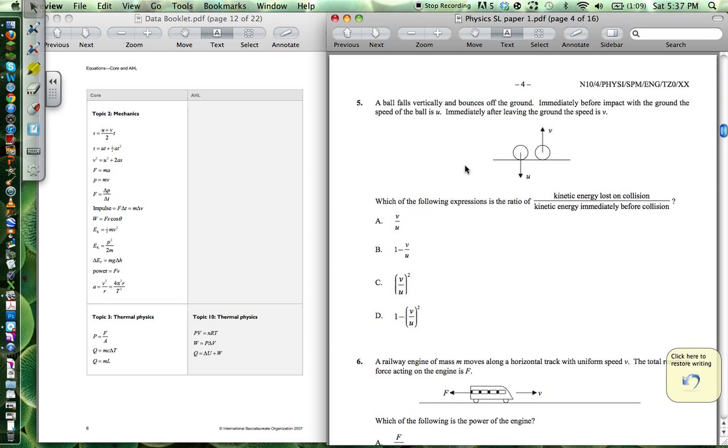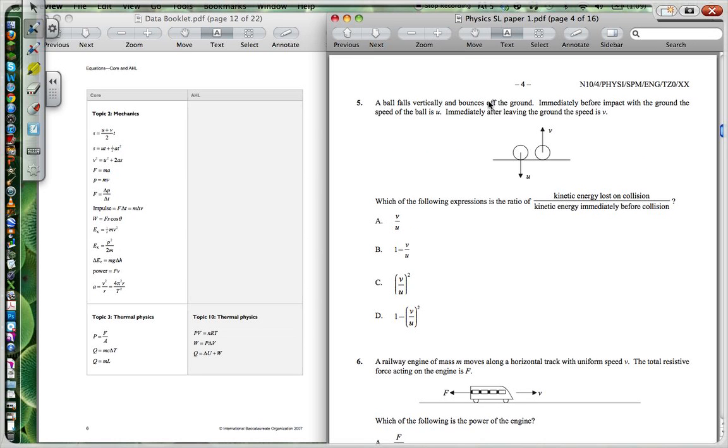Question 5. A ball falls vertically and bounces off the ground. Immediately before impact with the ground, the speed of the ball is u. That's your initial velocity. Immediately after leaving the ground, the speed is v. Which of the following expressions is the ratio of the kinetic energy lost on collision and the kinetic energy immediately before the collision? Alright, so let's have a look at EK lost.